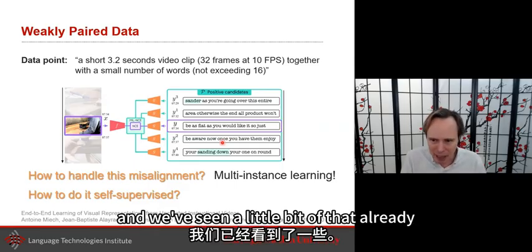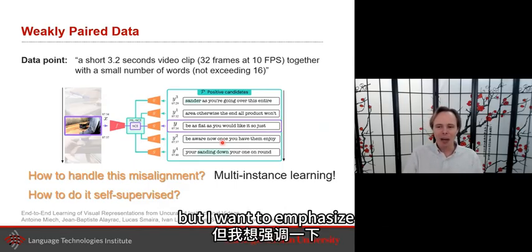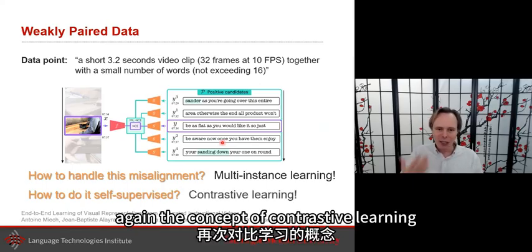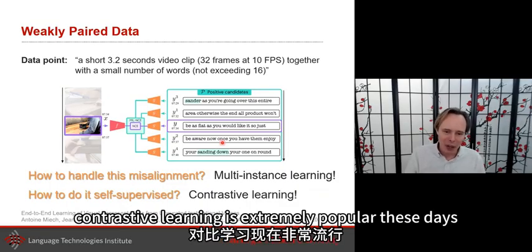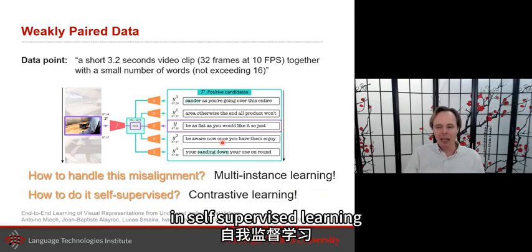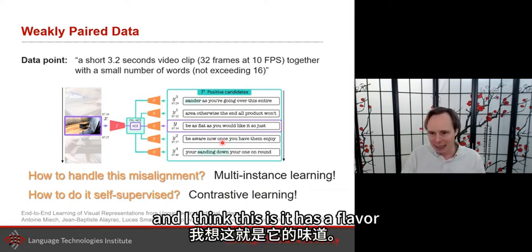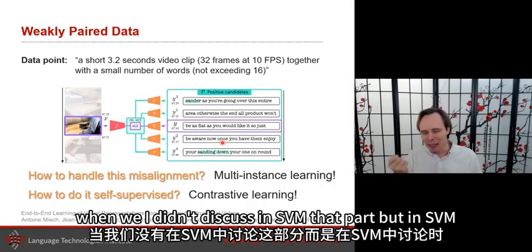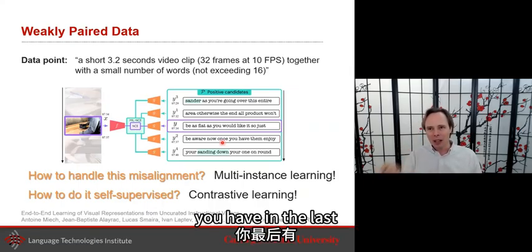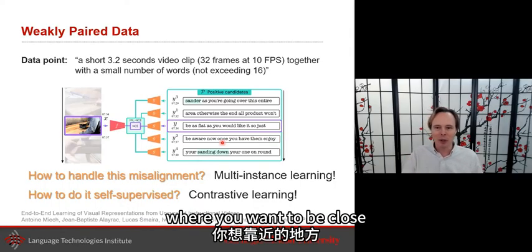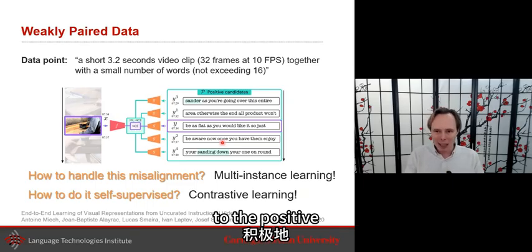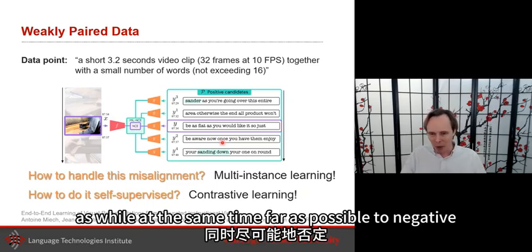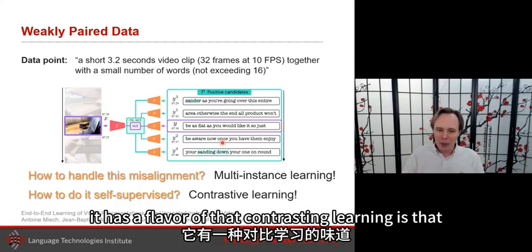One way, and we've seen a little bit of that already, but I want to emphasize again, is the concept of contrastive learning. Contrastive learning is extremely popular these days in self-supervised learning. It has a flavor of something I didn't discuss in SVM, where you have in the loss something that looks a little bit like this, where you want to be close to the positive pairs, while at the same time as far as possible from the negatives. It has a flavor of that.